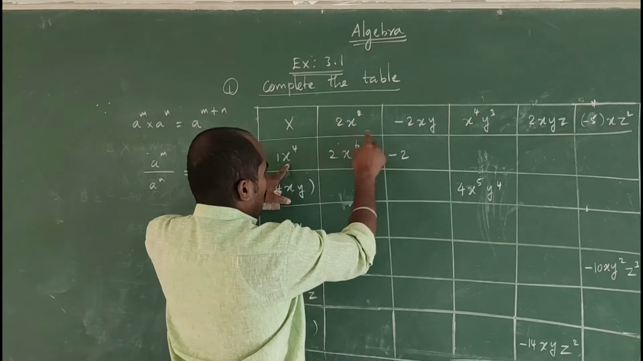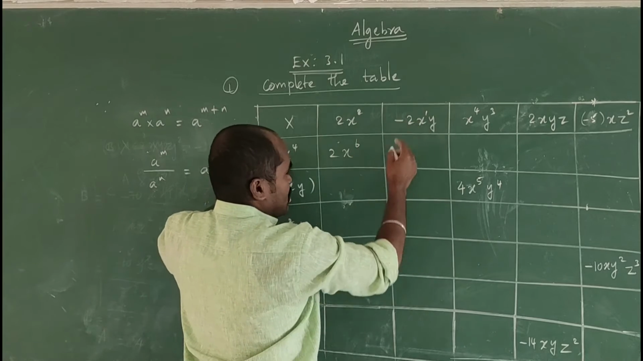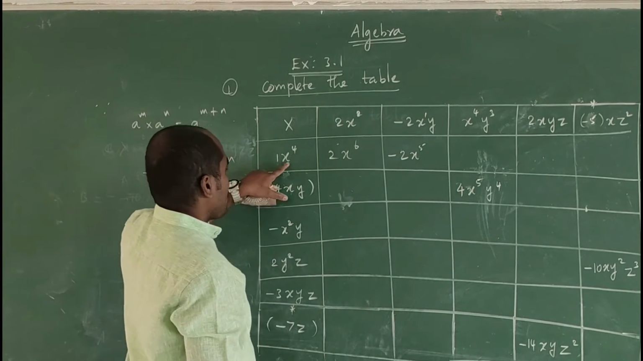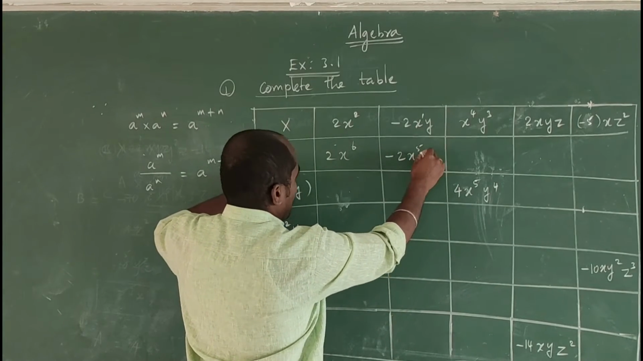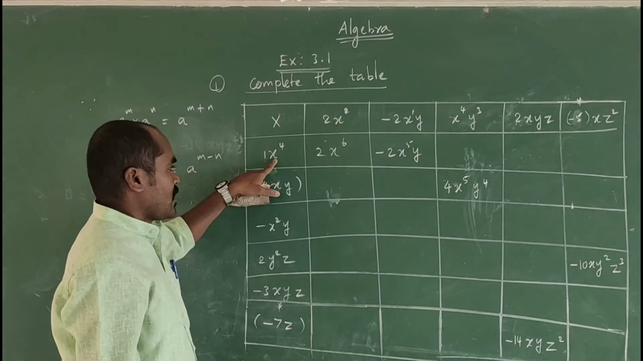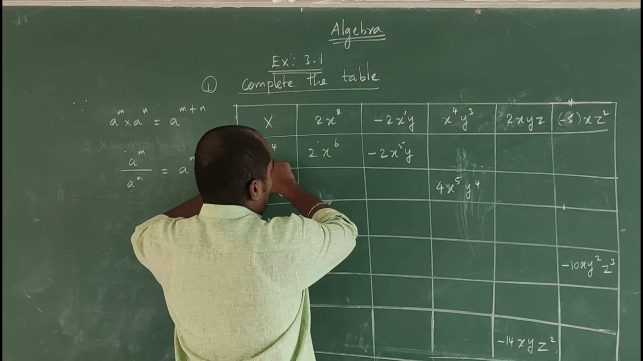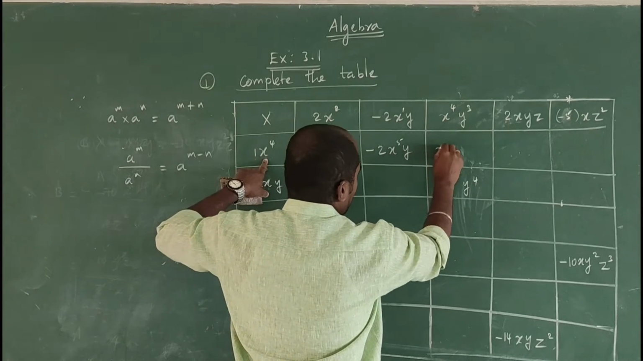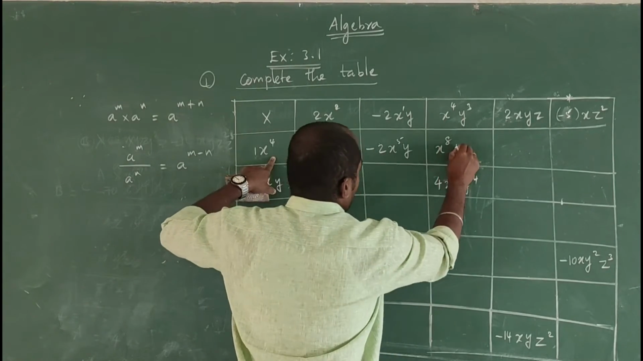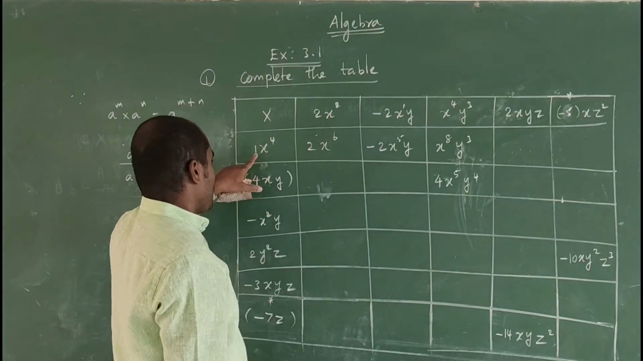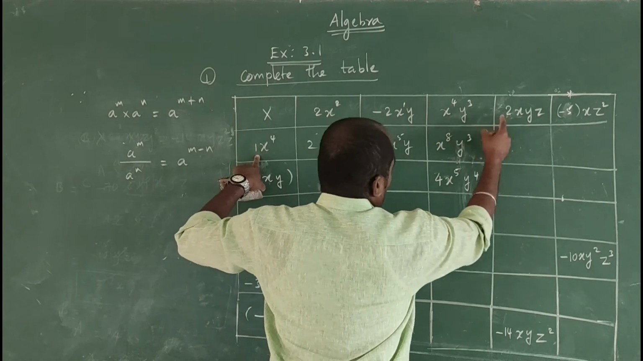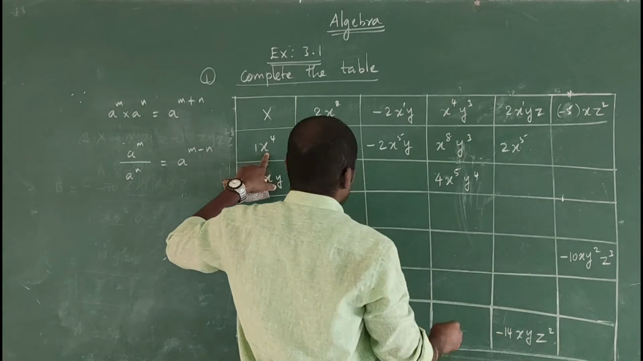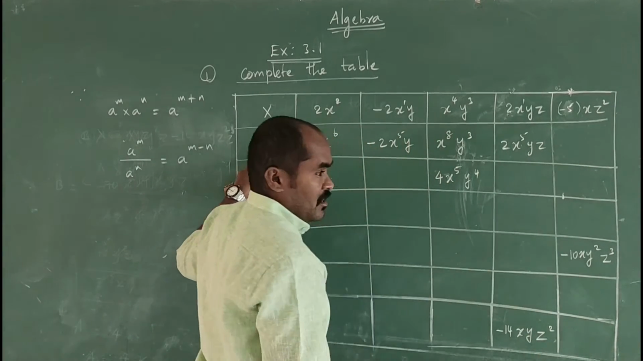So x power 4, here x power 1. X power 4 into x power 1 is x power 5. Use this exponent law. And then y is added as it is. And third one. Here plus, here also plus, 1 into plus 1 is plus 1. X power 4 into x power 4 is x power 8 and y. X power 8 y. And then next, 1 into 2 is 2. X power 4 into x power 1 is x power 5 y z. X power 5 y z.